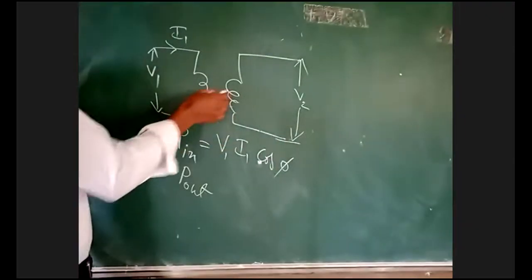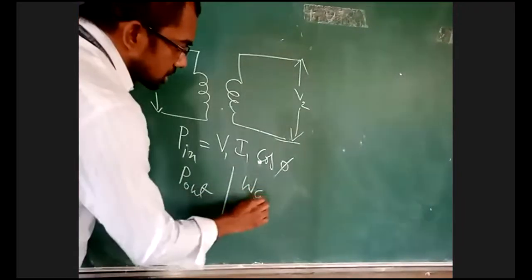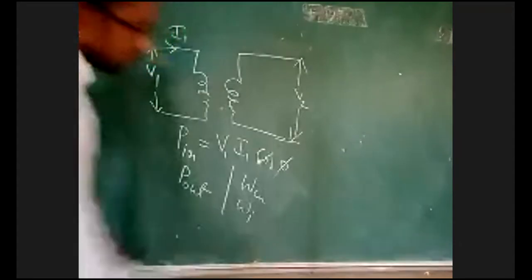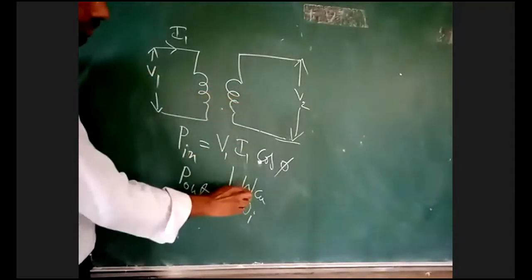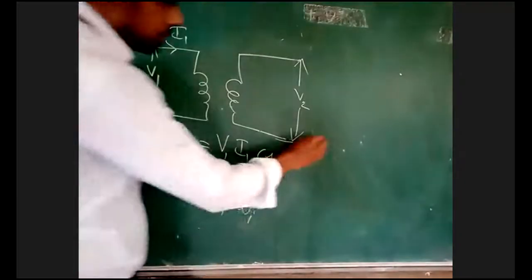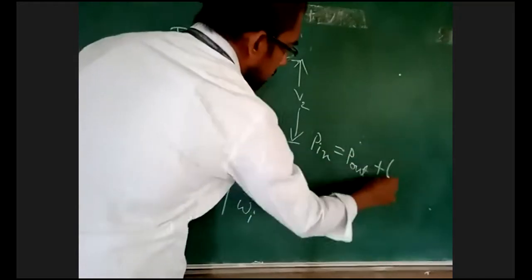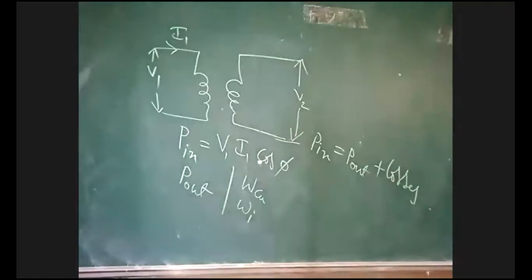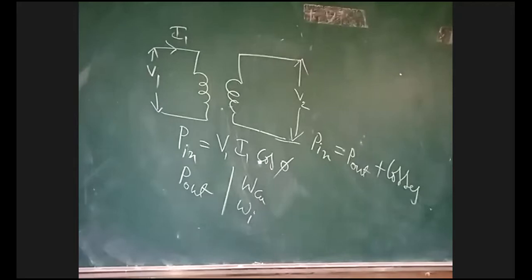Copper loss means in the winding; in the winding we'll have copper loss. In the iron piece, we'll have iron loss, Wi. So when you apply the input power, some loss is there in the copper and iron piece. Therefore, input power is equal to output power plus losses.